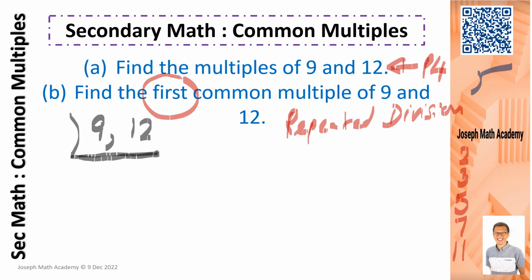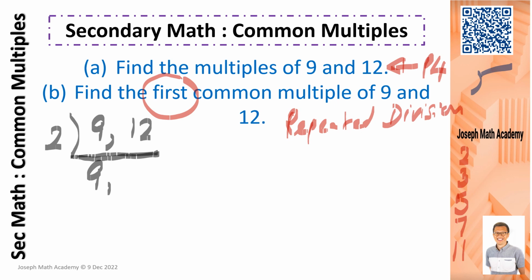Now we all know that 9 and 12 cannot be divided by 2, right? Together they can't, but for common multiples using repeated division with prime factorization, we can actually treat the numbers separately. Meaning, we look at 9 and 12, right? We know that one of them can be divided by 2 because one of them is an even number. So that is number 12. So we put 2 here. 2 is the divisor. Now, 9 cannot be divided by 2, so we just ignore it. We just bring the number 9 down.